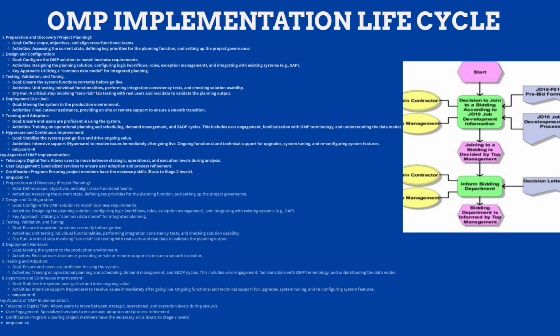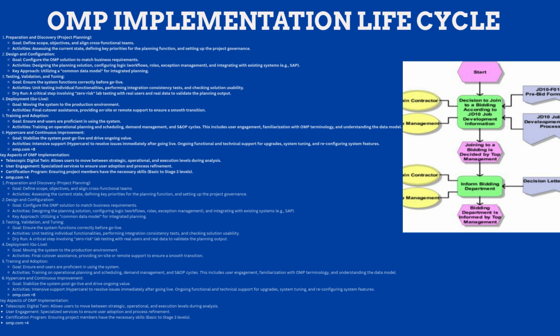Key aspects of OMP implementation. Telescopic digital twin: allows users to move between strategic, operational, and execution levels during analysis. User engagement: specialized services to ensure user adoption and process refinement. Certification program: ensuring project members have the necessary skills, basic to stage 3 levels.